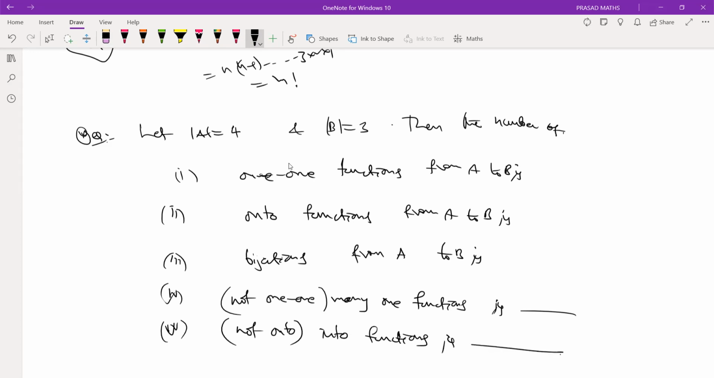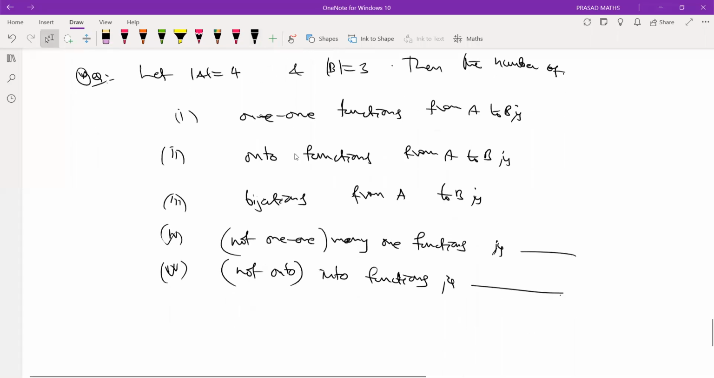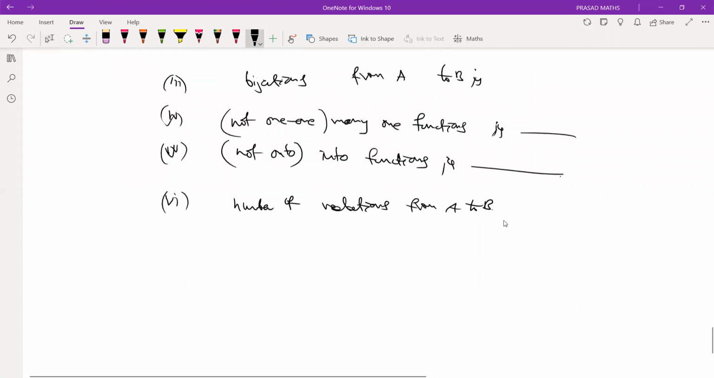Number of relations. Number of relations from A to B. Right? Number of functions.